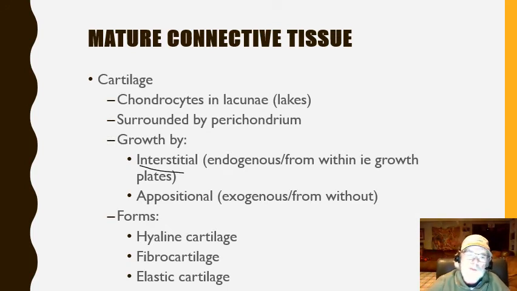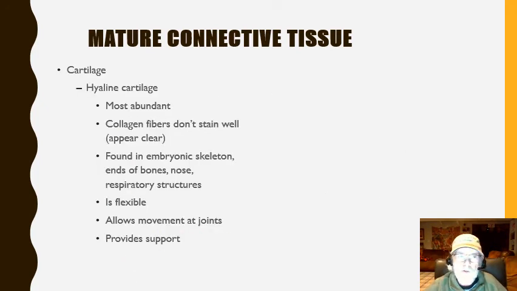We have different types of cartilage and we'll talk about each of those: hyaline cartilage, fibrocartilage, and elastic cartilage. They all look somewhat similar under the microscope, and you'll see what that looks like with these lacunae and stuff like that. Okay, let's talk first about hyaline cartilage. Hyaline cartilage is the most abundant type of cartilage we have.